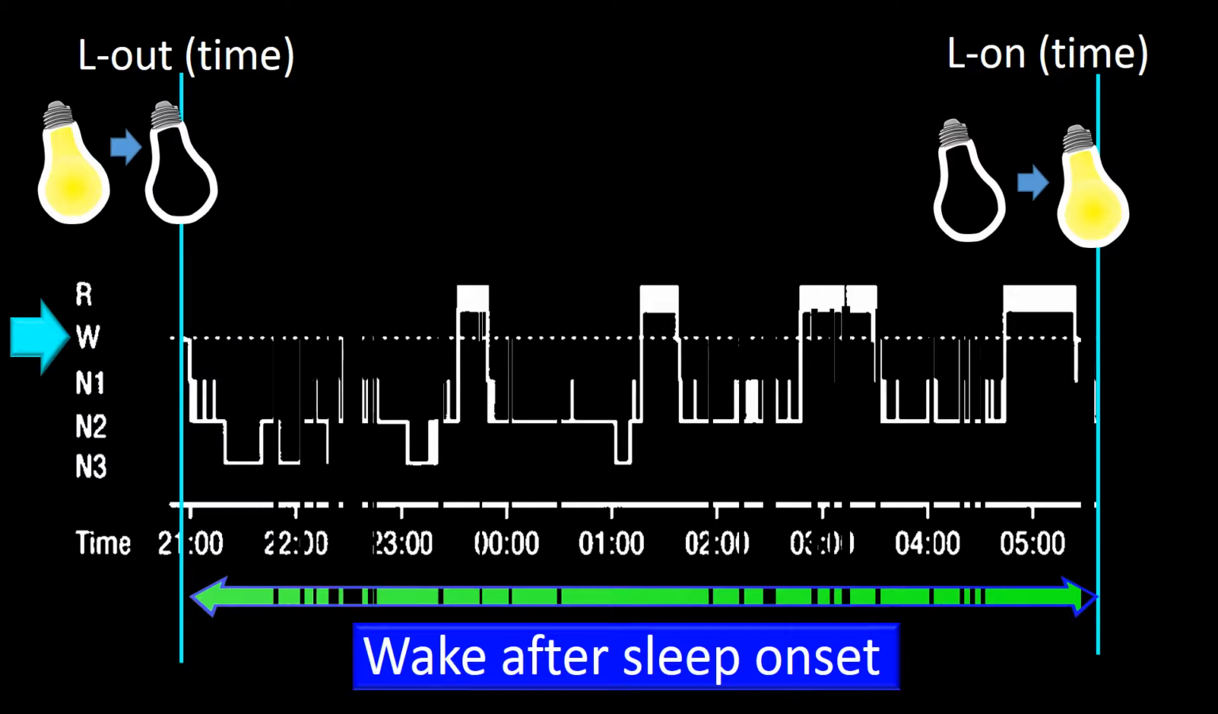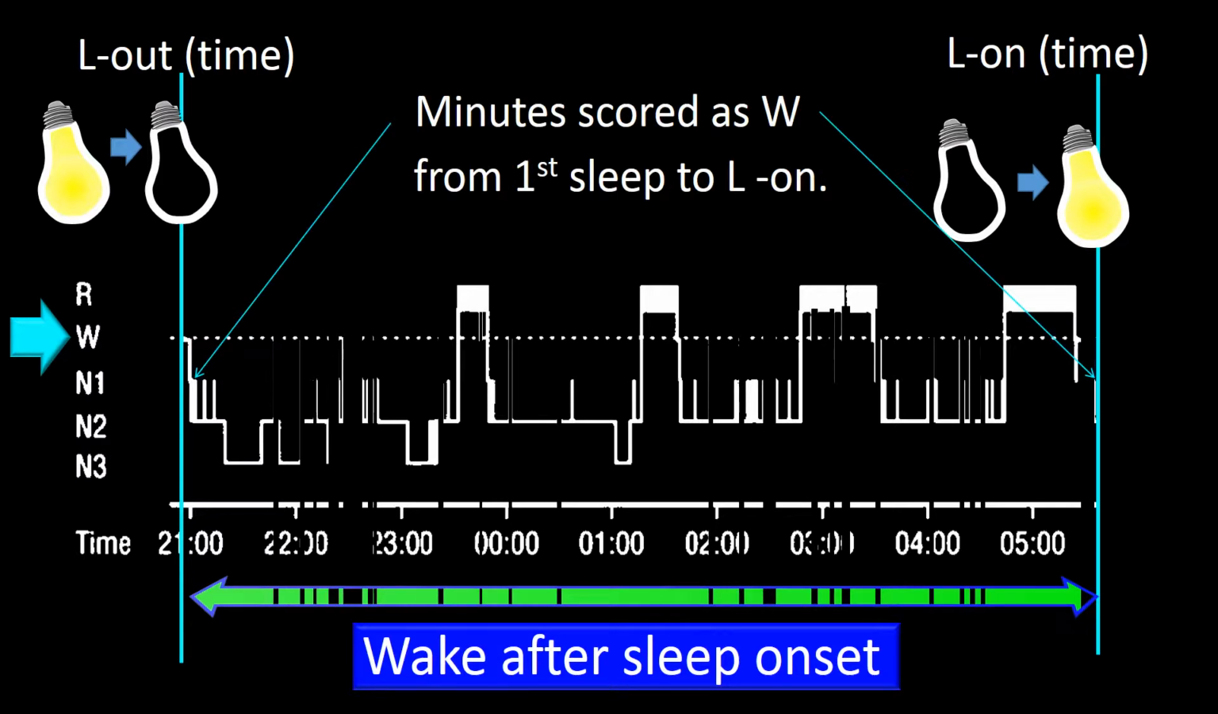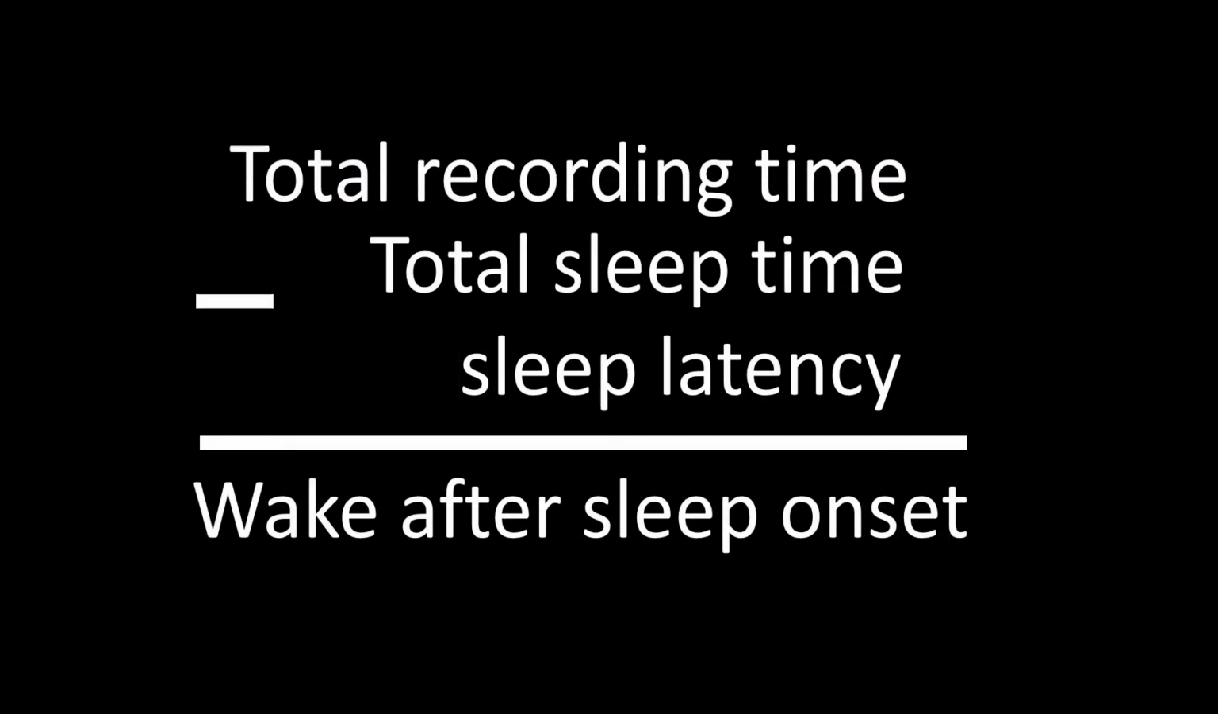The next term I like to mention, which also needs reporting, is wake after sleep onset. It consists of the wake time after sleep is achieved for the first time until light on. Wake after sleep onset is calculated by subtracting from the total recording time, the total sleep time and the sleep latency.